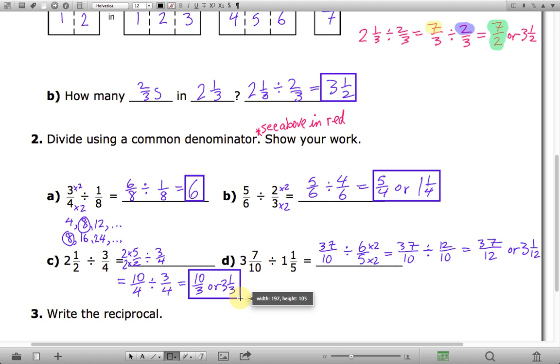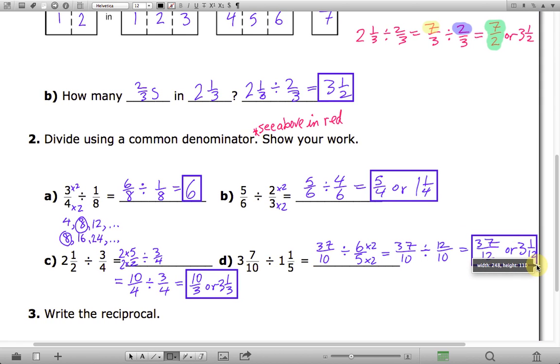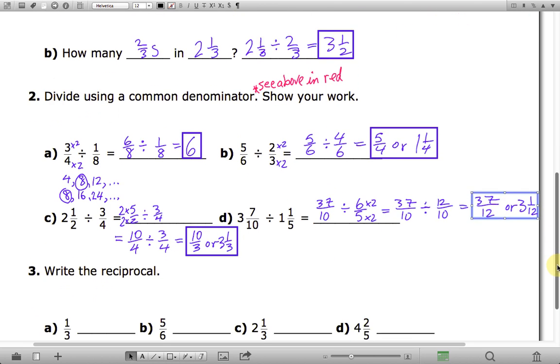Either answer will do as an improper fraction or as a mixed fraction. They're both acceptable. Sometimes the instructions will specify which form you should leave it in, so make sure that you pay attention to that. But otherwise, I don't have a preference. Either way is acceptable to me. As long as your answer is in lowest terms, then that's the main thing that you need to watch out for.